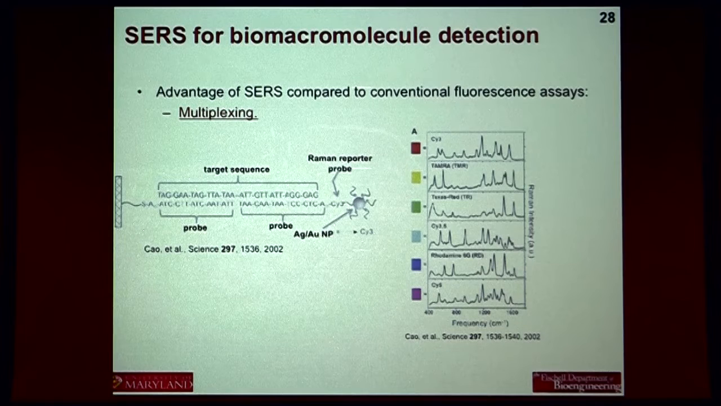With SERS, the peaks are very narrow band. So from my telecom background, I like to describe this as narrow band. Merkin showed that they could easily detect simultaneously six different DNA sequences because of that narrow band nature. One laser, one detector, one filter, but six different targets because of that narrow band nature of SERS.